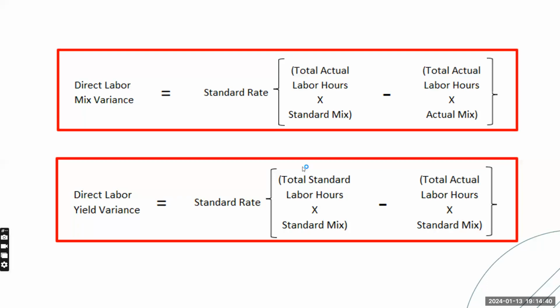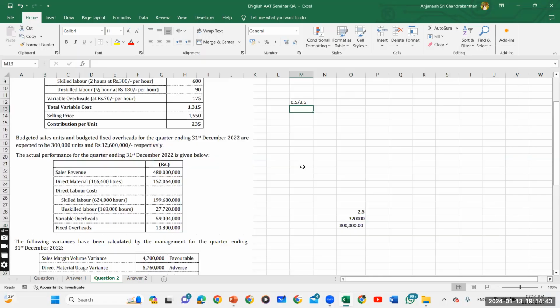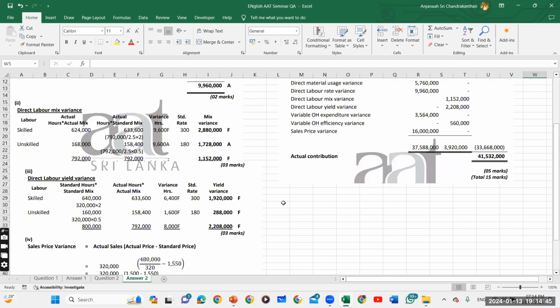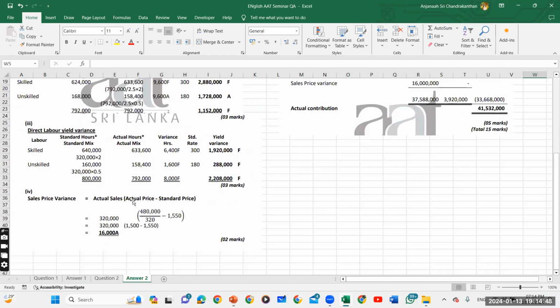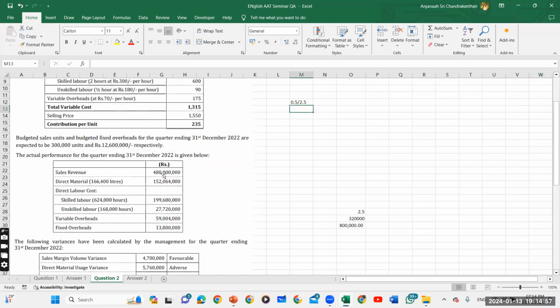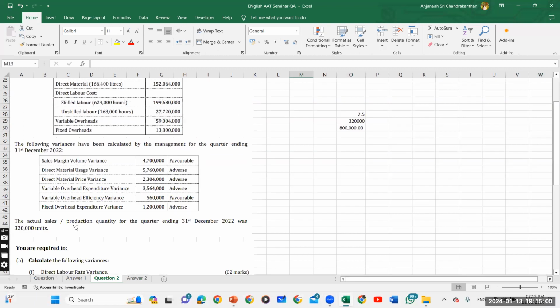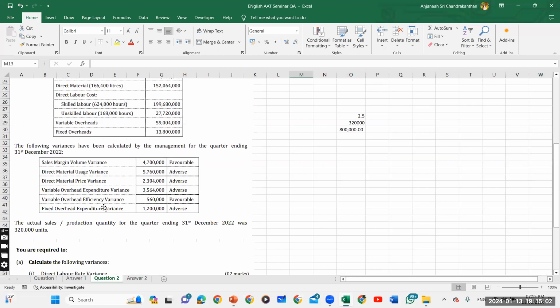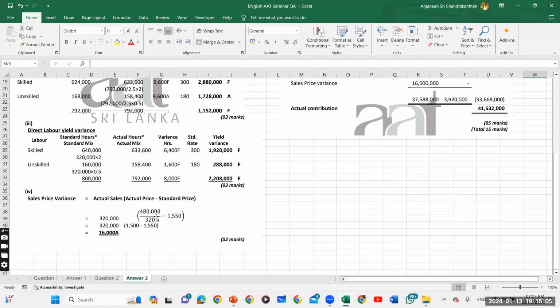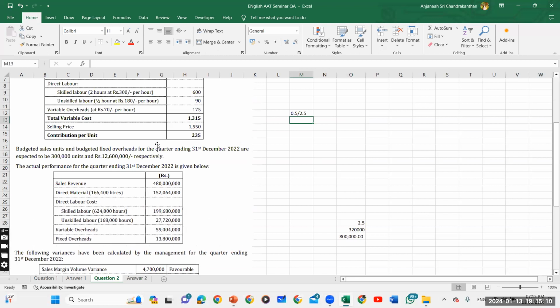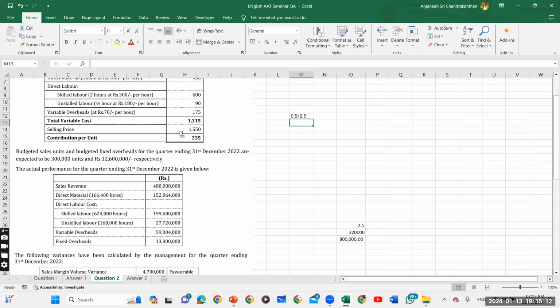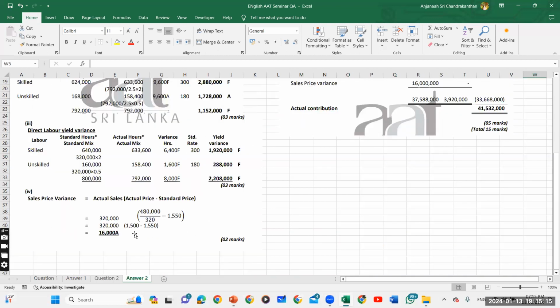Great. Then what do they ask next? Then they have done the sales price variance, which is very easy. You take the actual sales, 320,000 multiplied by the actual sales price. How do you get the actual sales price? They have given the sales revenue. They have given the actual sales quantity. Divide the revenue by the actual sales quantity, which they have done here, and get the value. And then actual selling price they have given, it's 1,550 here. Budgeted. Then you get the difference.